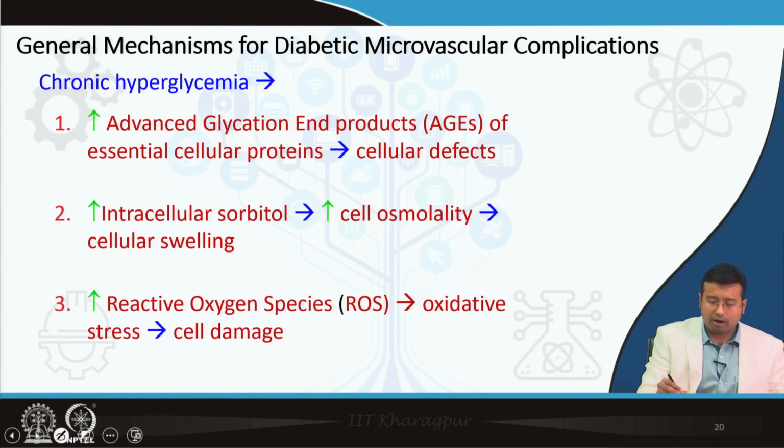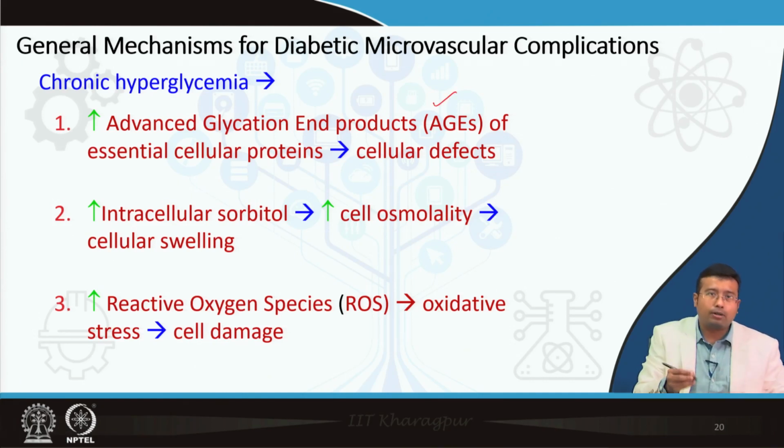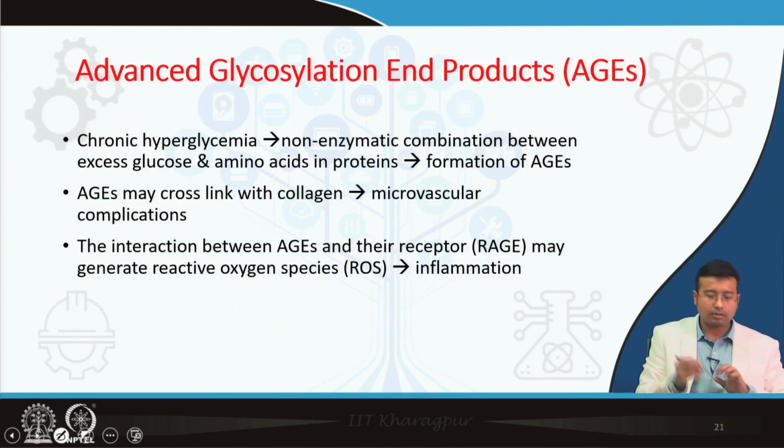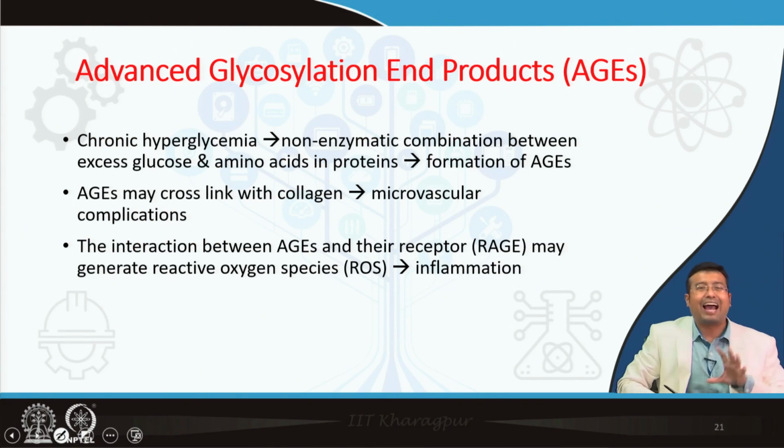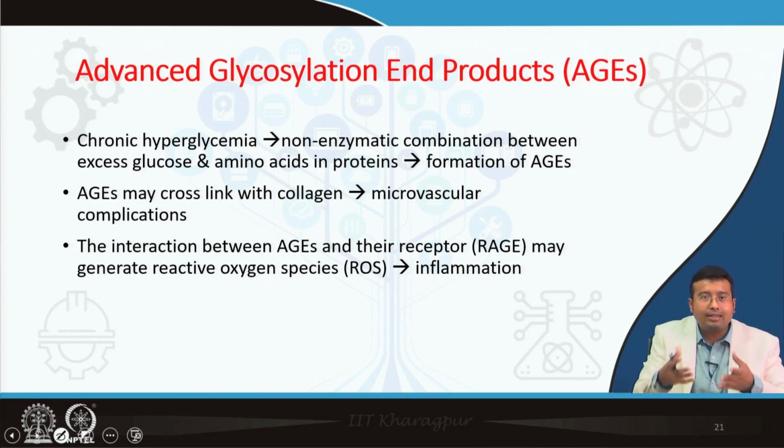Number one, formation of advanced glycation end products. Number two, the sorbitol pathway, that we already discussed in galactose and fructose metabolism, and number three is the production of reactive oxygen species. So, the first mechanism is advanced glycation end products. What is glycation? I told you, covalent non-enzymatic attachment of carbohydrate to multiple compounds, right.